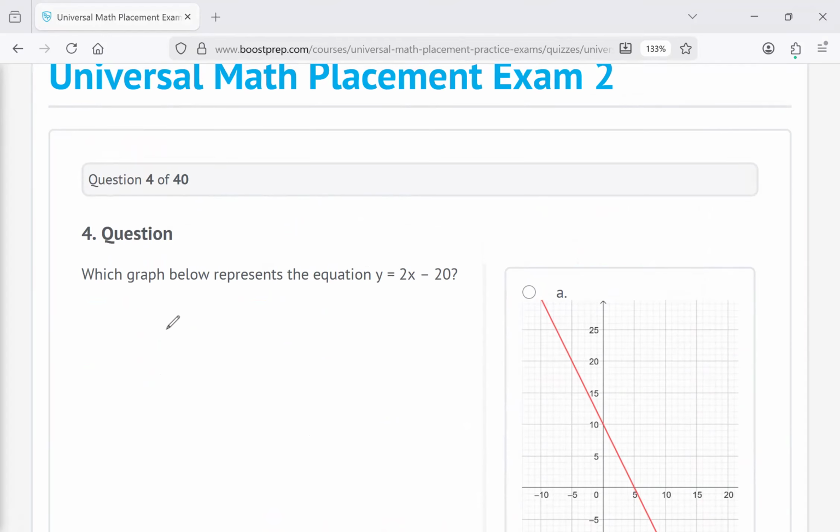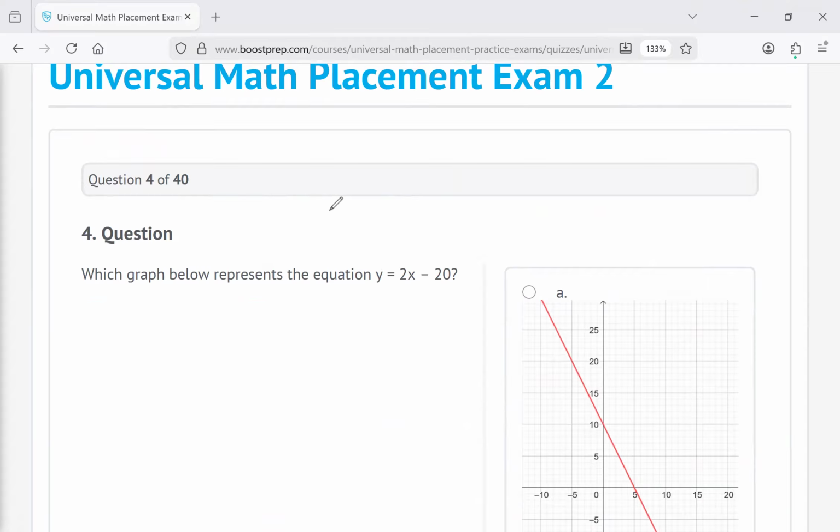Which of the graphs below represents the equation y equals 2x minus 20? So we don't have to graph it completely. We could just use some clues, and maybe we can eliminate some choices. So what do we know?